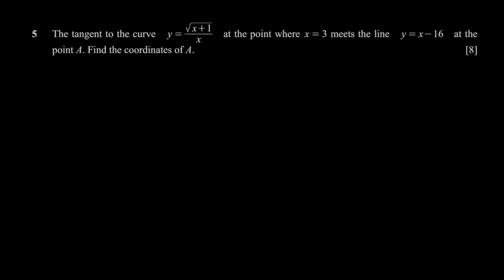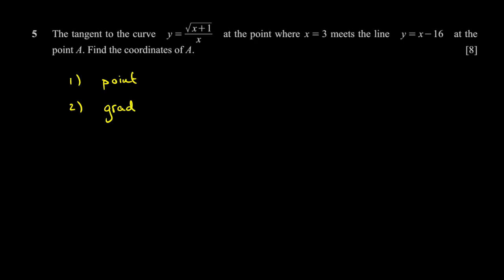Okay, then question 5. The tangent to this curve at the point where x is equal to 3 meets the line y equals x minus 16 at the point A. Find the coordinates of A. Well, let's think through this question. We've got a tangent. How do we find the tangent? The tangent is just the equation of a line. So how do we find the equation of any line? We need a coordinate point, and we need the gradient of the line.